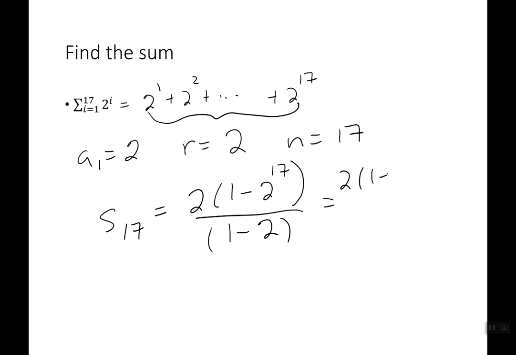So let's write again, here's what I'm doing. And on the bottom, I'm just going to divide by -1 so I don't have to put that whole divide by parentheses. I get 262,142.